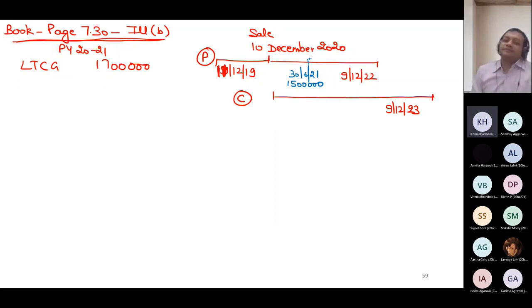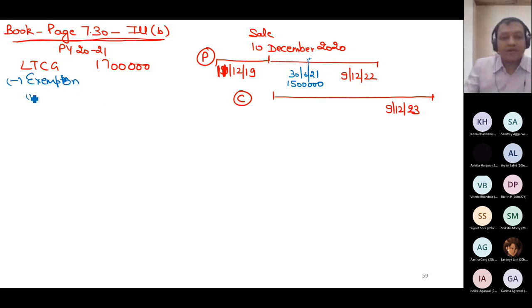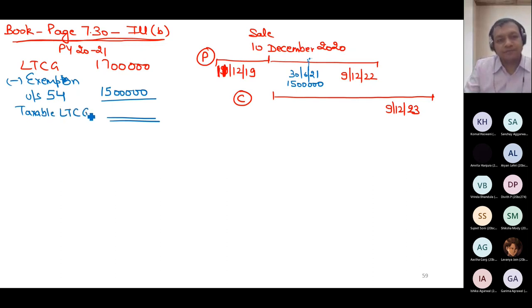Sir, it's exempt. Yes, it will be exempt. Less: exemption under section 54. Since I purchased this another house within the time limit, 15 lakh is the exemption, no issue. So in the previous year, the taxable LTCG becomes only 2 lakh. In the previous year 2021, taxable LTCG becomes 2 lakh, and previous year 2021 is over. That's it.